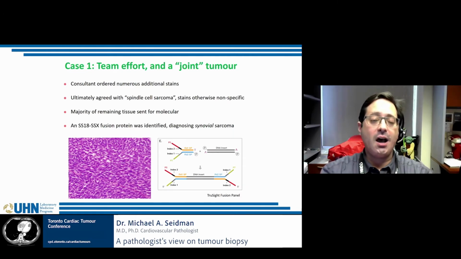There wasn't a ton of tissue left, but it was ultimately sent for molecular via a fancy new assay called the TrueSight fusion panel, which identifies a set of common cytogenetic rearrangements found in certain types of tumors. And this particular one was found to have the diagnostic fusion protein for synovial sarcoma. So although it didn't have the histologic findings or the staining findings that were individually diagnostic, a very specific diagnosis was reached on molecular. However, that was pretty much all the tissue we had.